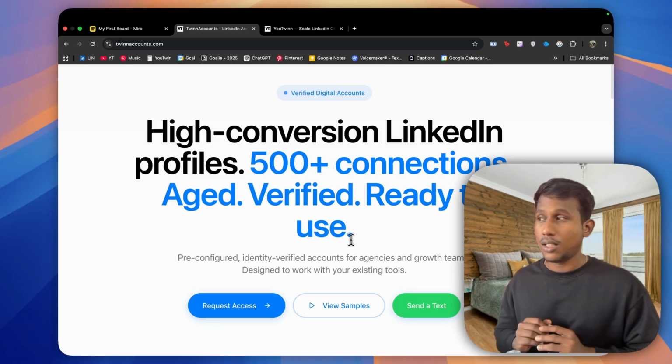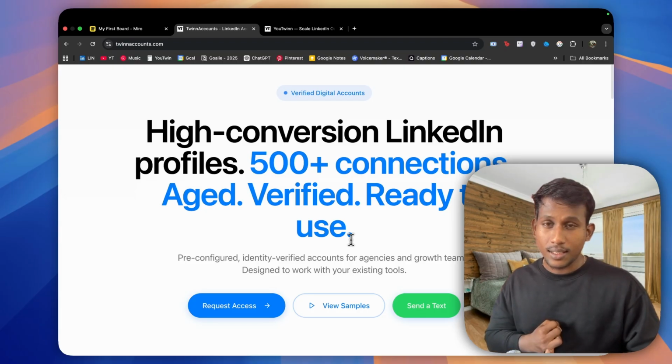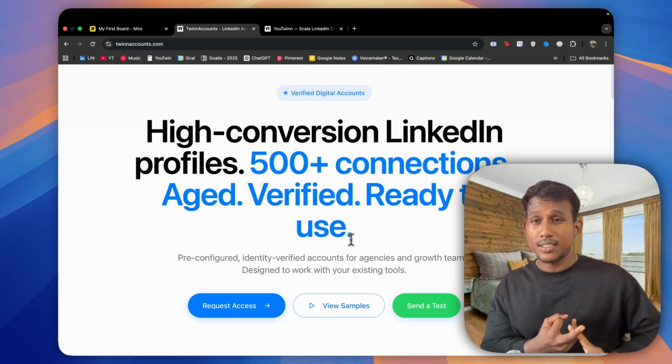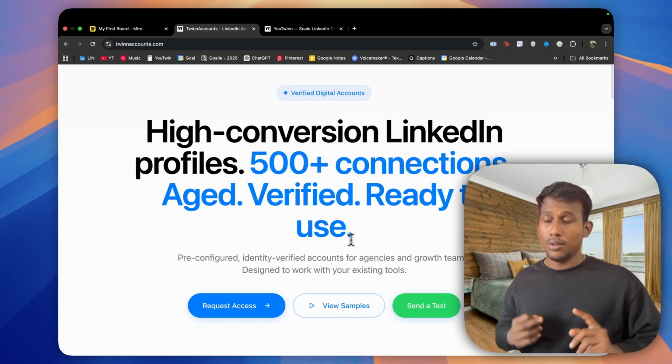So in this video, I'll run you through what LinkedIn account renting actually is, how you can rent accounts, and what are all the things that you should look for when you're renting an account. So let's just get started.